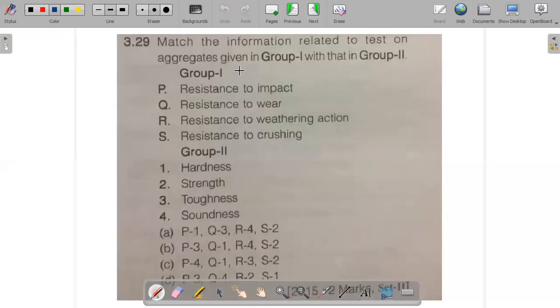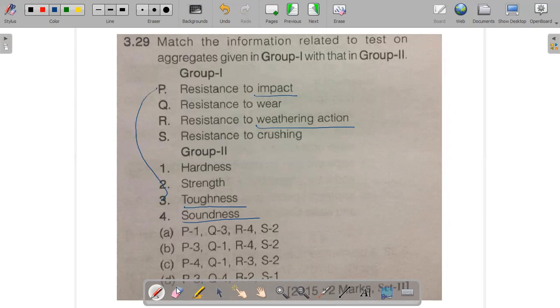Okay, let's move to the next question, which was asked in 2015. This is a 2 marks question, and it is asked in set 2. Basically this is a match-the-following question. Here it is asked to match group 1 with group 2: resistance to impact, resistance to wear, resistance to weathering action, resistance to crushing. Resistance to impact determines toughness. It is related to toughness. Weathering action is related to soundness.